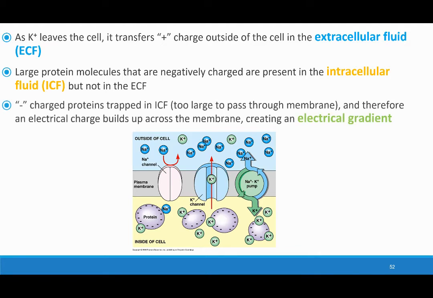Okay, and what this does is it creates an electrochemical gradient. It has stored potential energy, the ability to do work, which is going to be when you open up these ion channels. It's going to allow these sodium and potassium ions to diffuse or move.